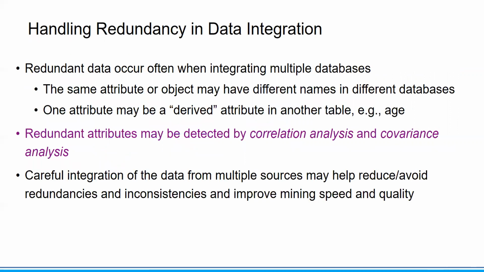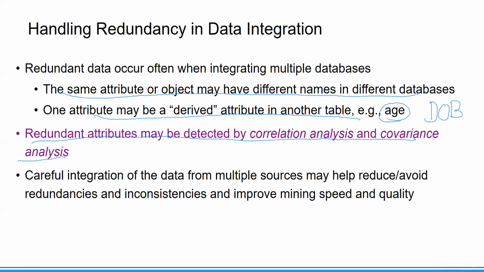When we deal with redundancy, we want to check whether the data occurring in multiple databases is redundant or not. If the same attribute or object has different names in different databases, it also affects the data integration. And one attribute may be derived from an attribute in another table, maybe age and date of birth. So this kind of redundancy may appear. Redundant attributes may be detected by correlation analysis and covariance analysis.